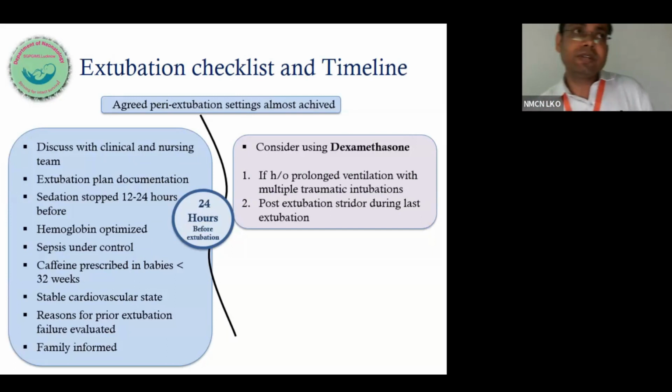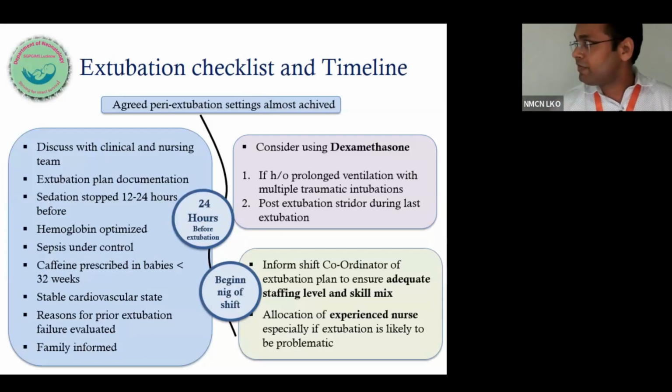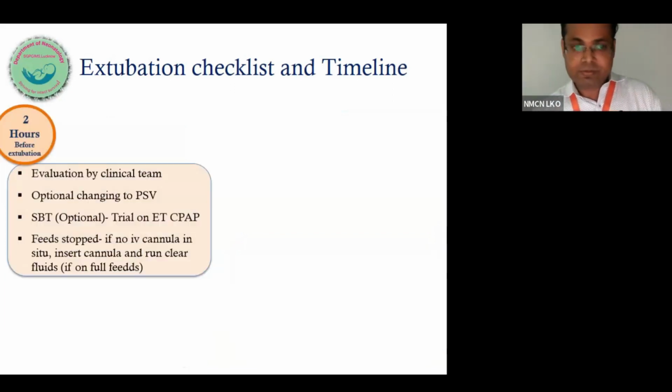Then we can consider using dexamethasone, which can be given 4 hours prior to extubating the child. The dose is usually 0.25 milligram per kg, given 8 hourly for 3 doses. At the beginning of the shift, the unit should be well equipped, and there should be a mix of experienced and well-skilled nurses. The extubation can be planned in the morning prior to rounds. 2 hours before the extubation, the child should be evaluated by the clinical team, and optional changing to PSV can be done, and SBT is also optional.